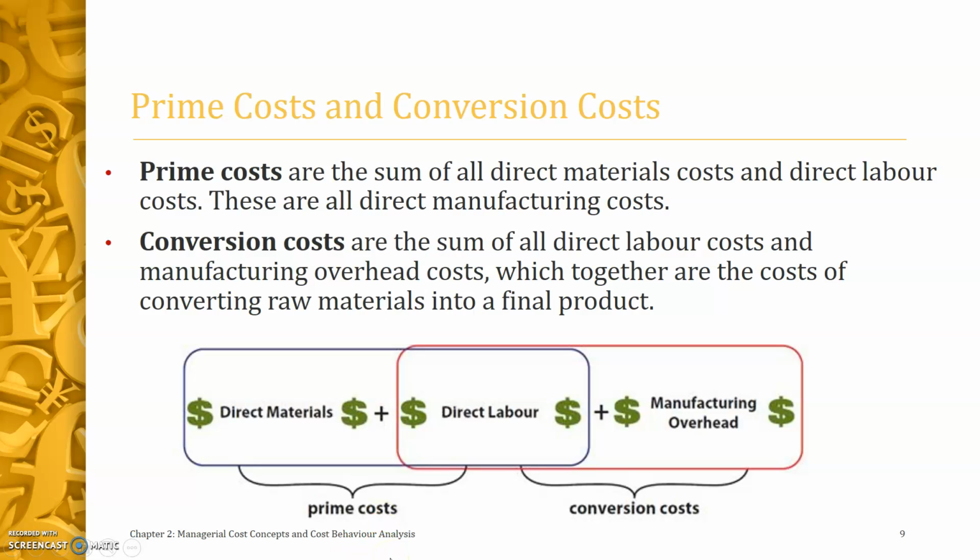Conversion costs are the sum of all direct labor costs and manufacturing overhead costs, which together are the costs of converting raw materials into a final product. Let's look at the chart again. Direct labor plus manufacturing overhead, the one in this red box, they are called conversion costs.